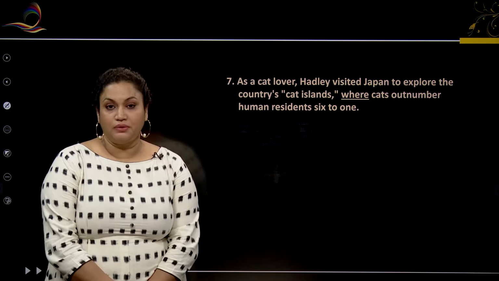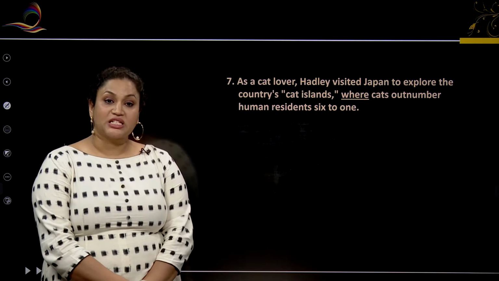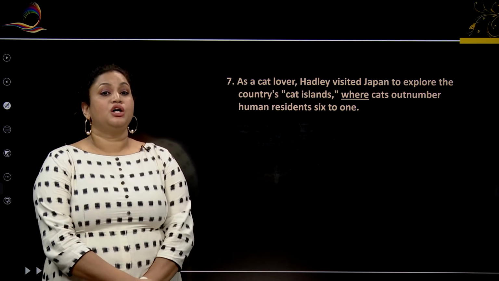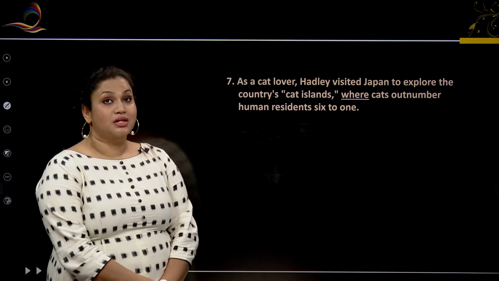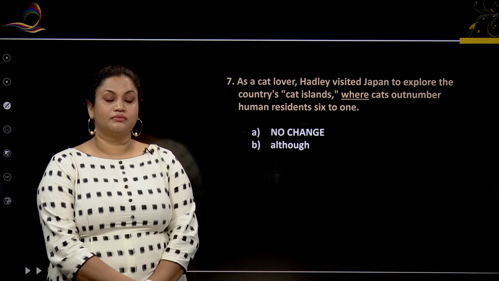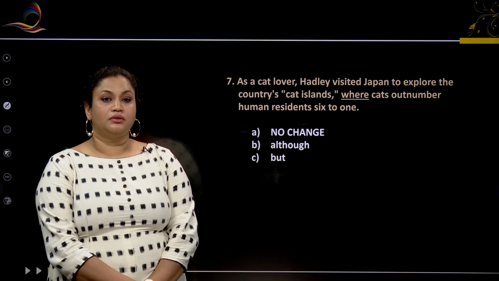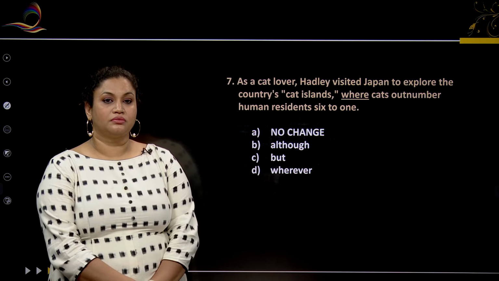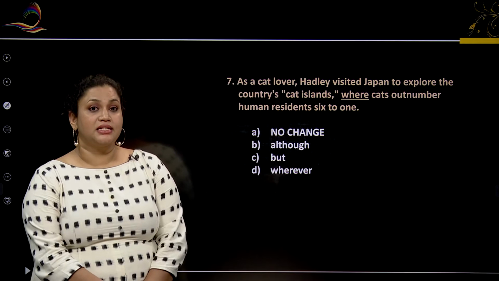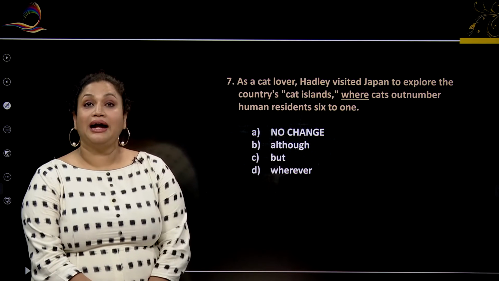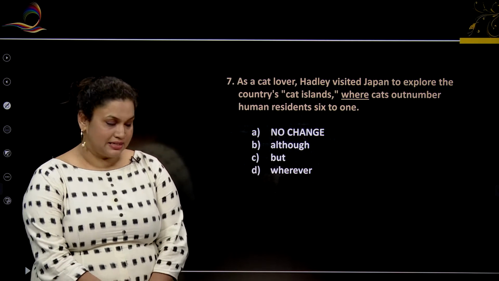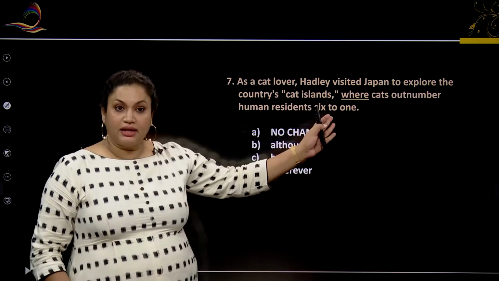As a cat lover, Hadley visited Japan to explore the country's cat islands, where cats outnumber human residents 6 to 1. Let's see the options. Now here, as we go through this sentence, you will see as a cat lover, Hadley visited Japan to explore the country's cat islands. Till here it is understood.